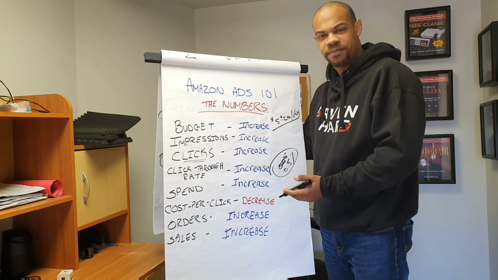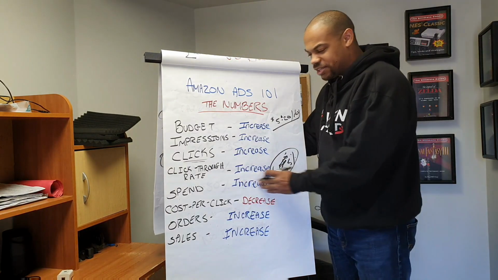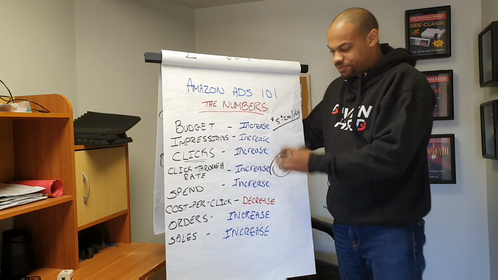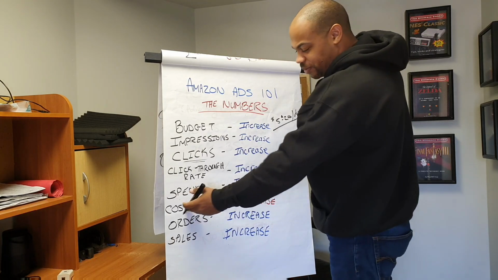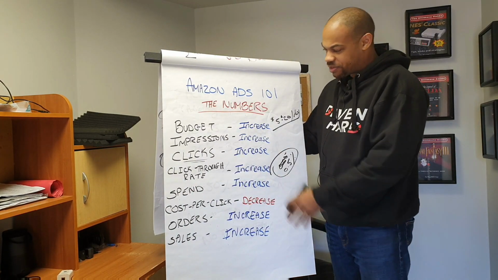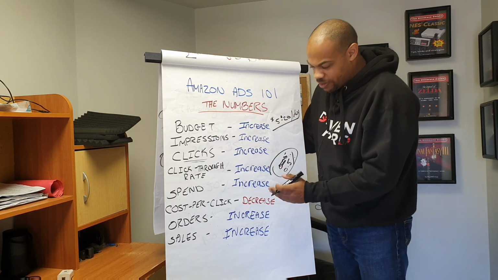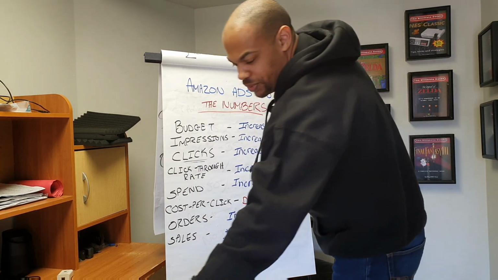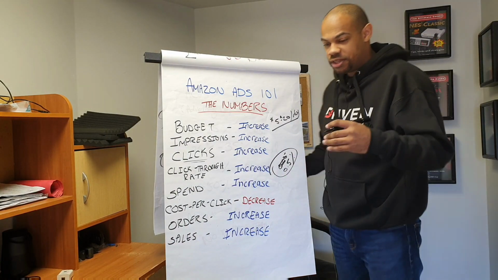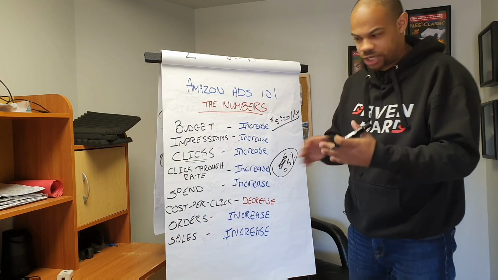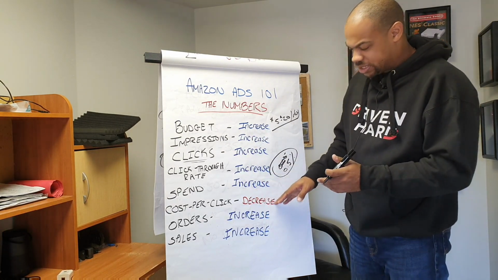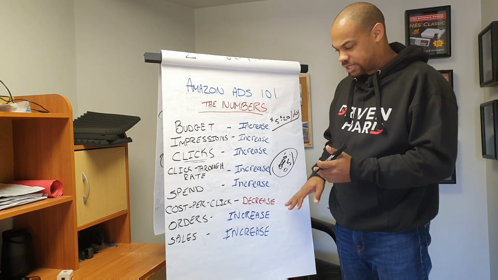Like, it's a no-brainer. So you want to be spending as much money as possible on your ads. Now, cost per click. This is the only number you ever want to see decrease, right? Everything else you want increasing all the time, but your cost per click is what you want decreasing. And this is how much you're paying every time somebody actually clicks on the ad, right? And so this is the number that you want decreasing.